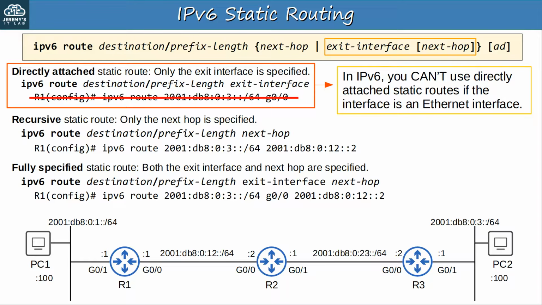Although directly attached static routes work on Ethernet interfaces when using IPv4, they won't work in IPv6. You have to use a recursive or fully specified static route instead.